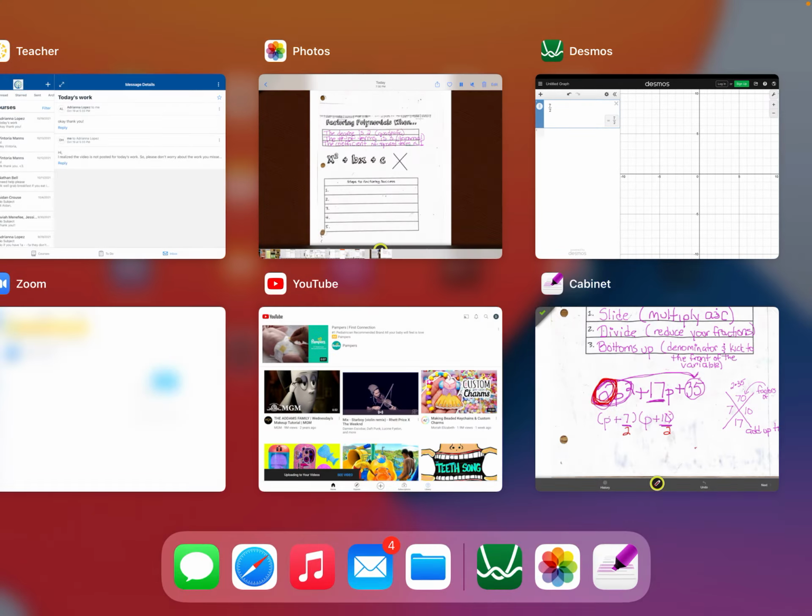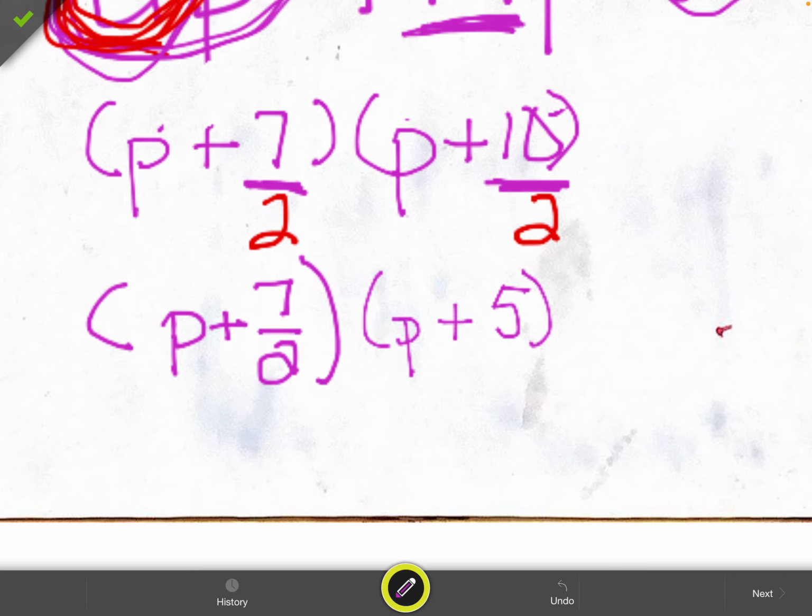If you can get a whole number when you check to see if it reduces, make your life simpler and just write the whole number. So that's going to be 5. All right, so still not looking right. If you were to type this into Desmos, your graphs wouldn't match with the original problem they gave us because we got to do step number 3, which is bottoms up.